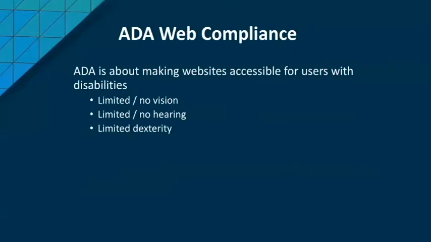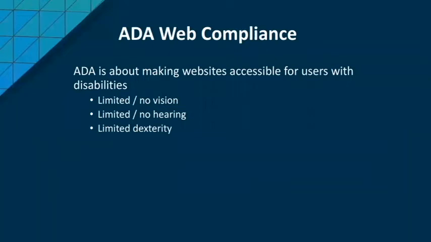We're talking about ADA web compliance. We want to make these websites accessible to users that have disabilities. What do those disabilities look like from a web usability standpoint? Folks with limited or no vision, limited or no hearing, and lastly, limited dexterity.